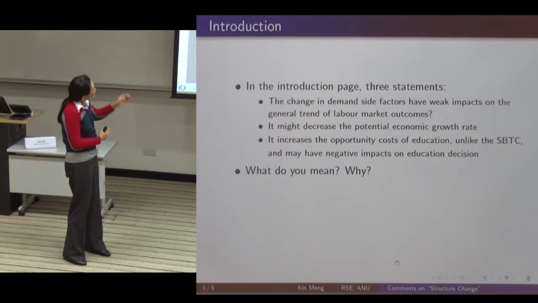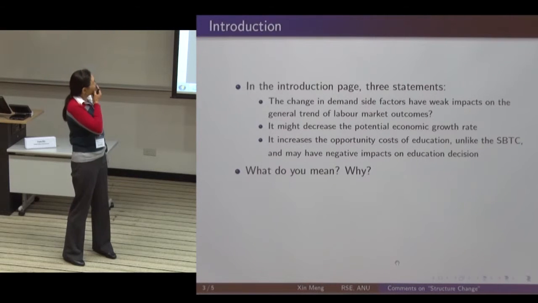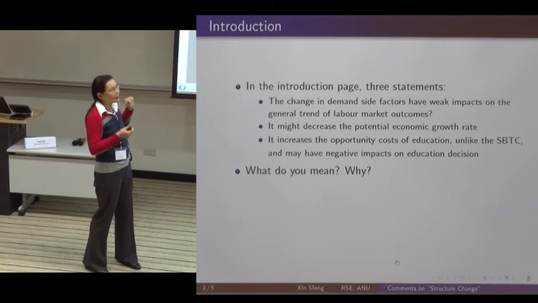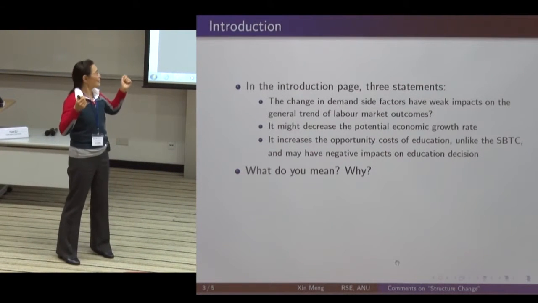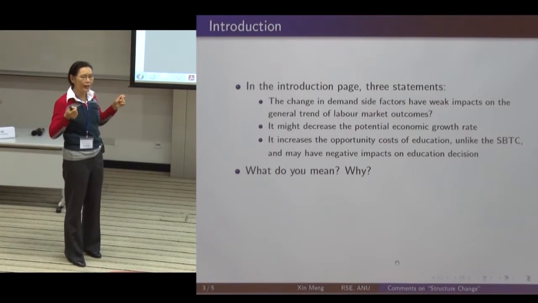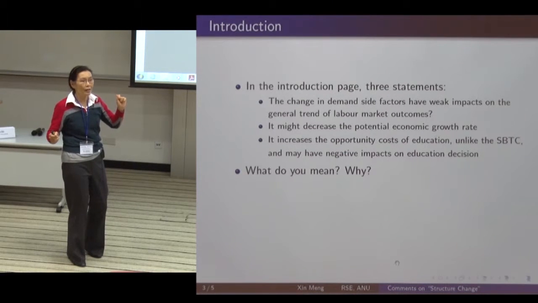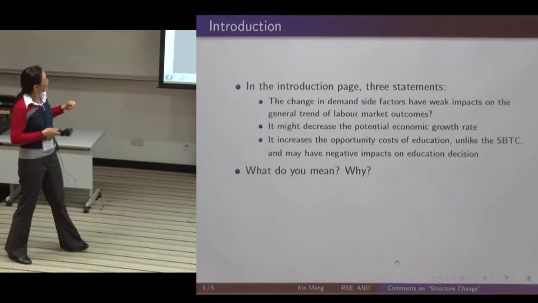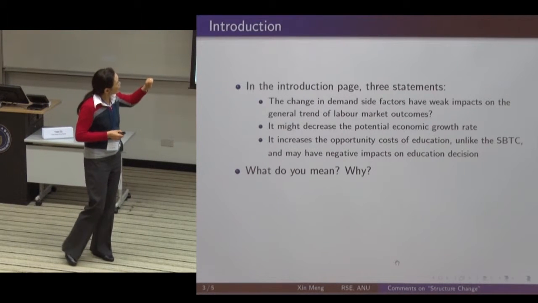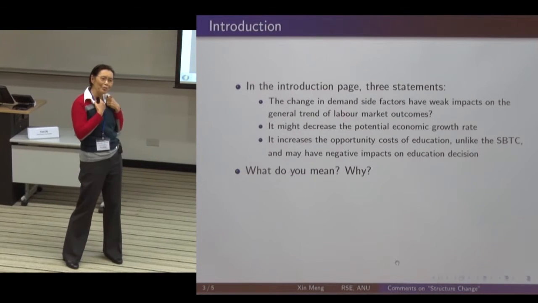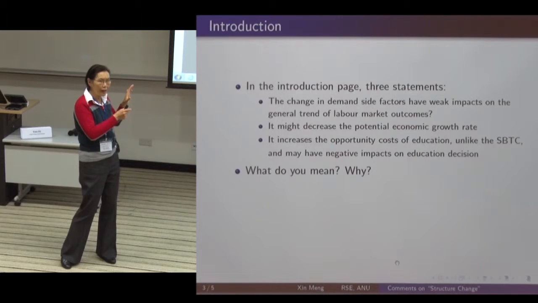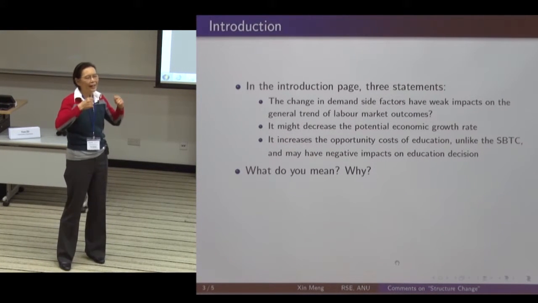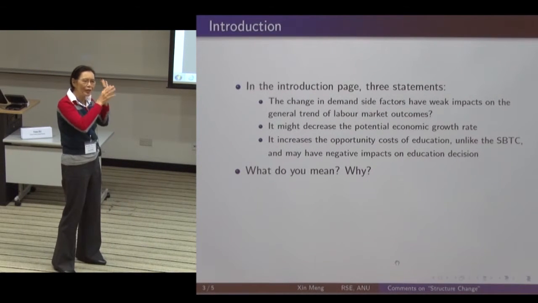In the introduction part, you have three points, and I couldn't understand most of it. The change in demand side factors has weak impact on the general trend of labor market outcomes. What do you mean and why? I didn't get it. It might decrease the potential economic growth rate. I assume you're talking about the supply change. The supply change will decrease the economic growth, and then you say it increases the opportunity cost of education, and that really confused me. So supply is decreasing, and why would the opportunity cost of education increase? I didn't get that. So mainly I didn't understand your introduction part.